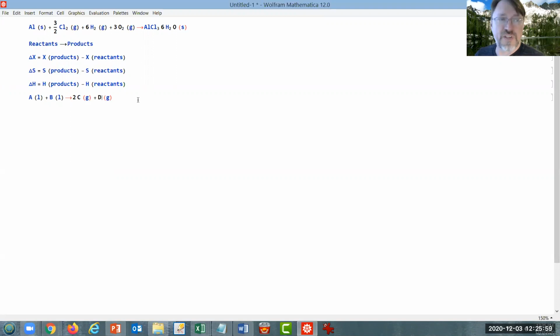Okay, does anybody have any clarifying questions about that kind of idea of how to think about entropy in a reaction when we are trying to compare reactants and products?